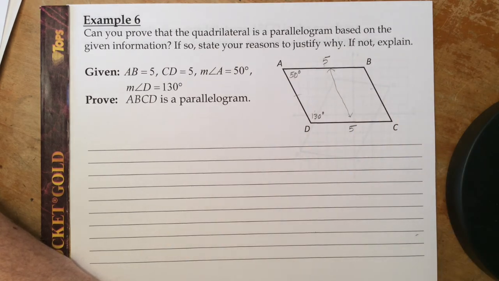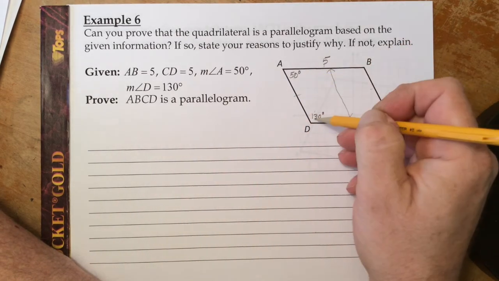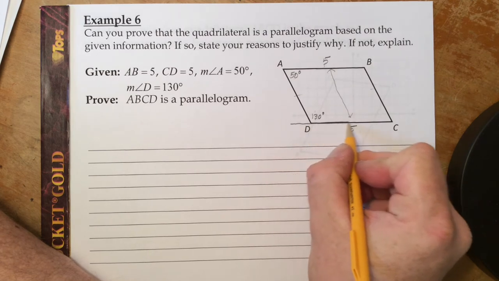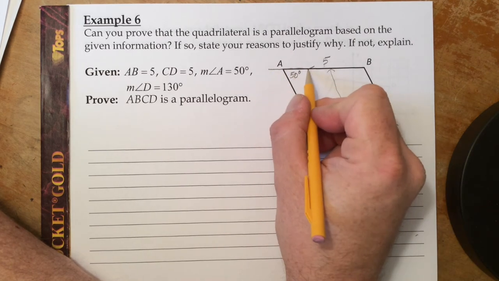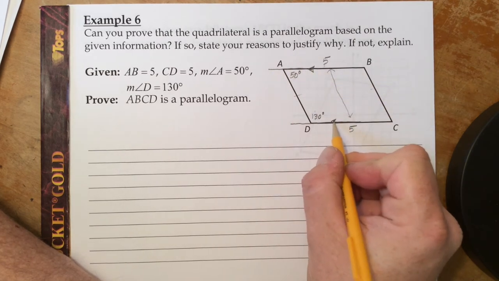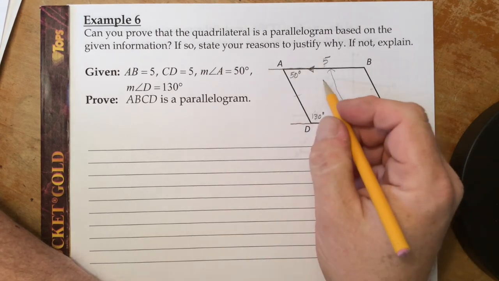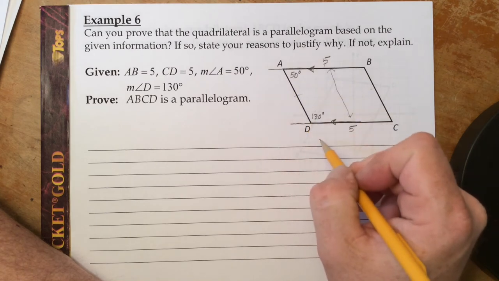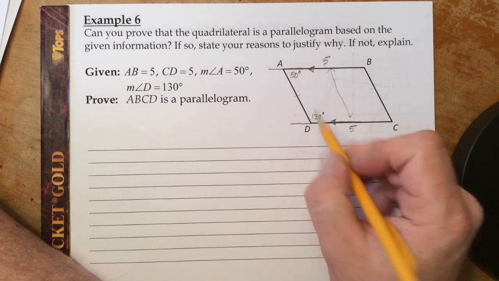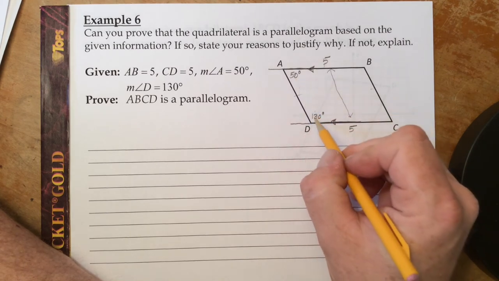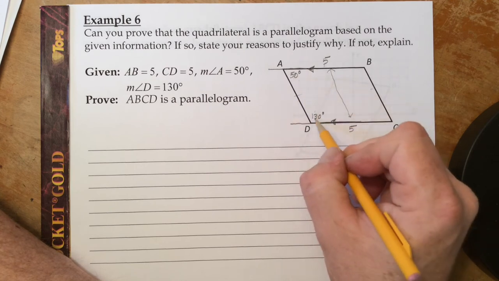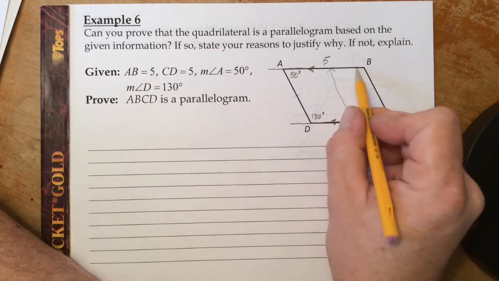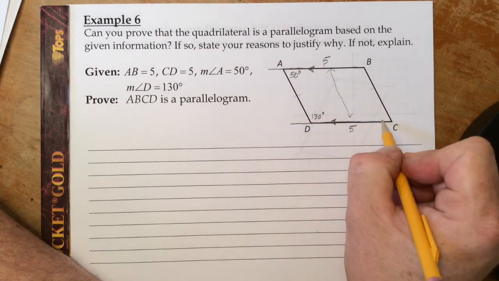So starting with the fact that these two angles are supplementary, it causes these two sides to be parallel to each other. Now that goes way back. If two lines are cut by a transversal so that consecutive interior angles are supplementary, then those two lines are parallel. So we can show that these are two parallel lines first.